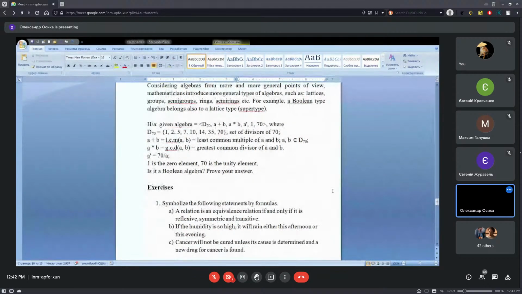And now a home assignment. Try to prove something about it. Given an algebra, a six-tuple, D sub 70, and here A plus B, A by B, and A prime, 1 and 70.